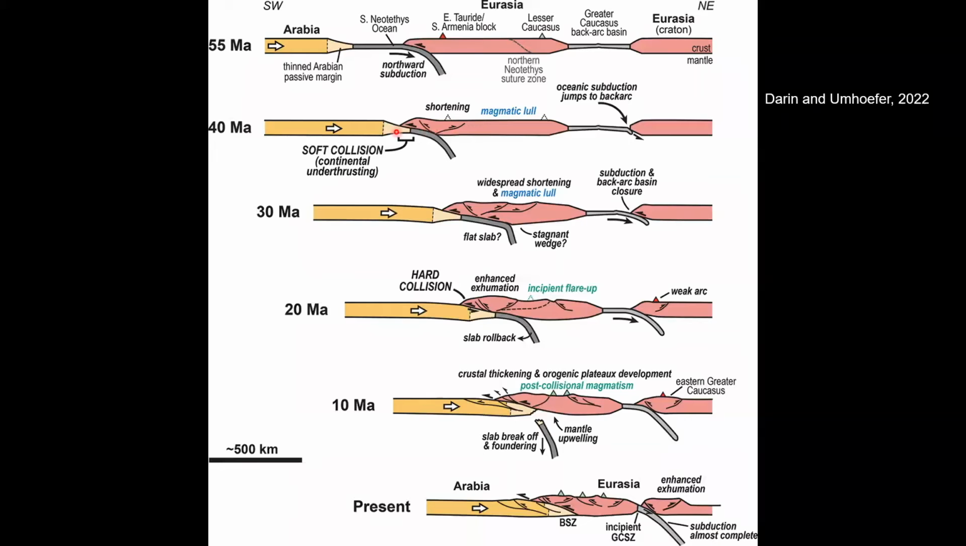And the result is that there's still continued convergence. And so subduction instead jumps into this back arc basin, and we start to close this back arc basin. And then ultimately, we close the back arc basin, forming the present day Greater Caucasus and the Lesser Caucasus to the south. So this part of the system is ultimately what we're looking at in the Caucasus region.